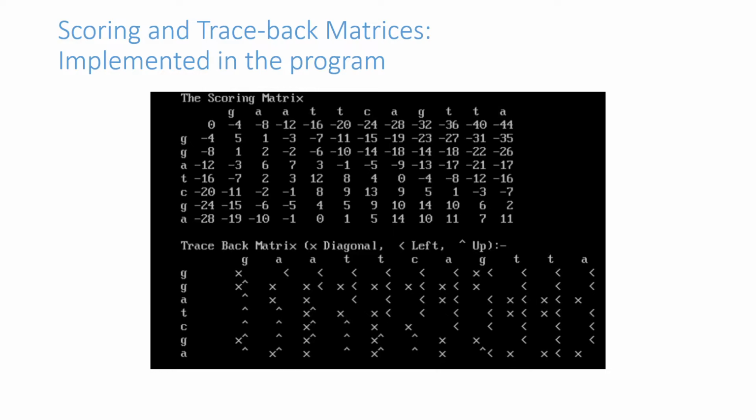You can see in the scoring matrix the bottom right corner has the highest score. We start the traceback from that cell. Traceback is the alignment of sequences using the traceback and scoring matrices.